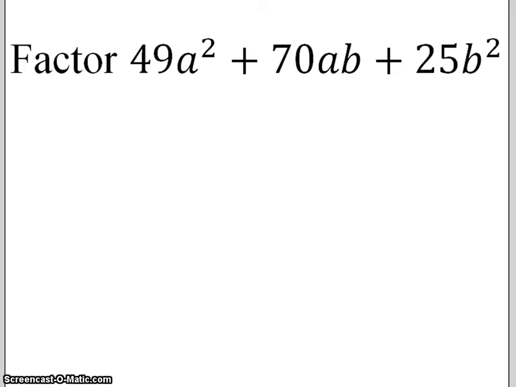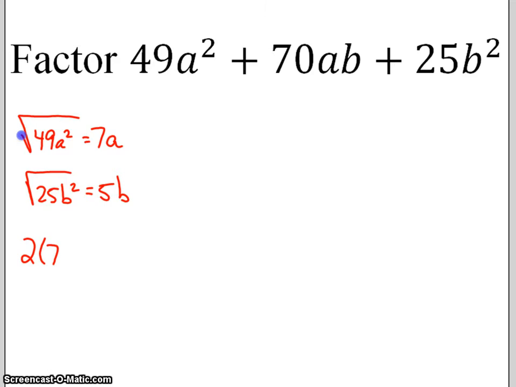Alright, first of all, the first and the last terms are both positive and perfect squares. So the first thing I always do is I find the square root of those. Then I double check that 2 times the square root of the first times the square root of the last. So 7 times 5 first, 35 times 2, that's 70. That in fact is the middle term, which it is this time. If it's not, we're not going to be able to factor using this technique. But this time it is.